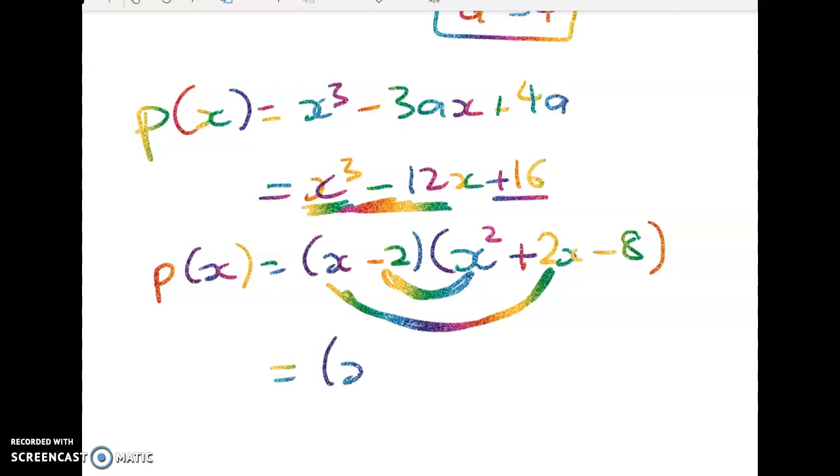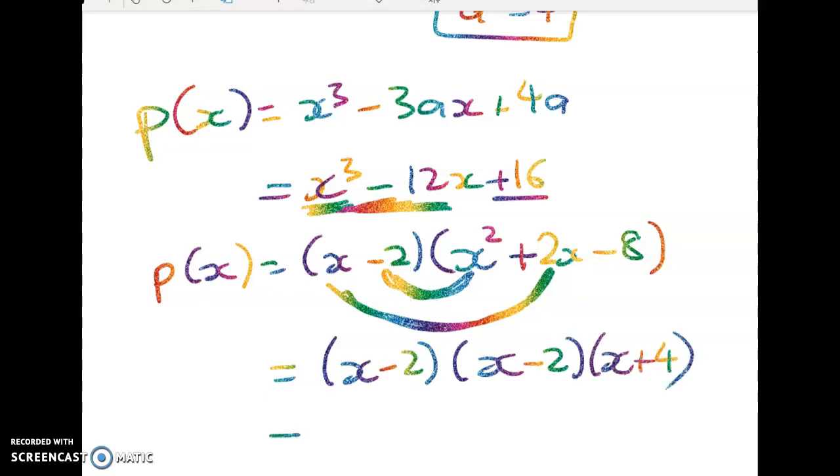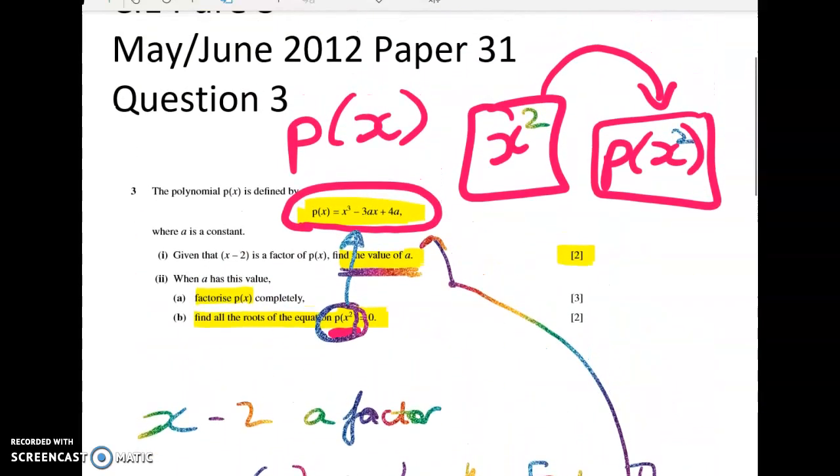So factorising that, we get x minus 2 times x minus 2, x plus 4, which we can write as x minus 2 squared times x plus 4. So that's fully factorised. The last bit of the question requires us to find all of the roots of this equation here. So as I said at the start, we're going to take the x's in my polynomial and replace them with x squareds. Obviously, it makes much more sense if we're trying to solve an equation equal to 0 to do that with factorised form.